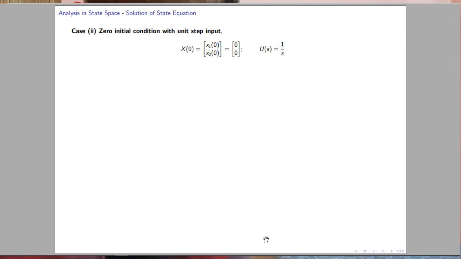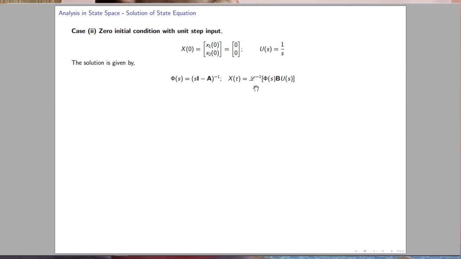I'm going to take this input as the unit step input. Okay, so unit step input, which will have a Laplace transform of 1 by s. So the solution here is given by x of t is equal to inverse Laplace transform of phi of s b into u of s.